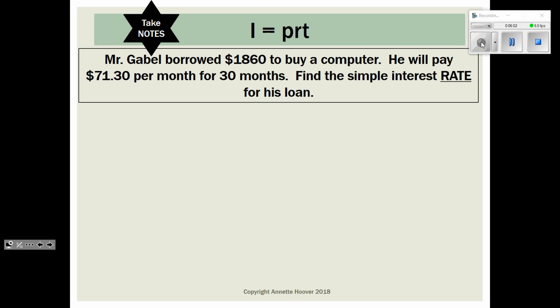Okay, let's look at this. Now this one, it's a little more complicated because you have to think about what it's asking you. The equation's going to help you, but it's not always cut and dry.